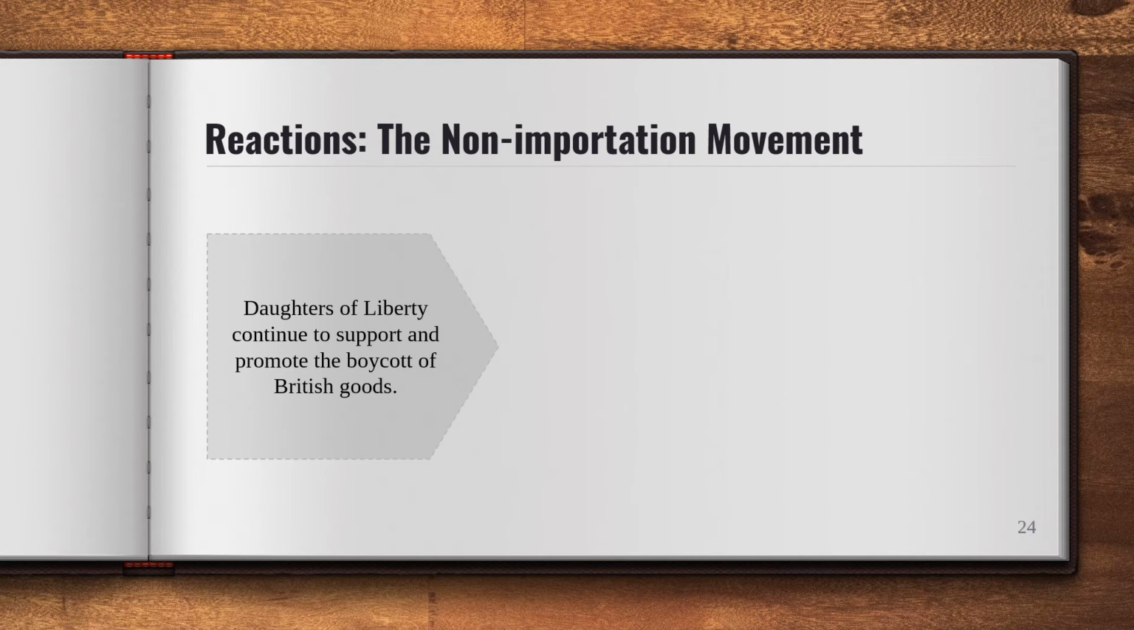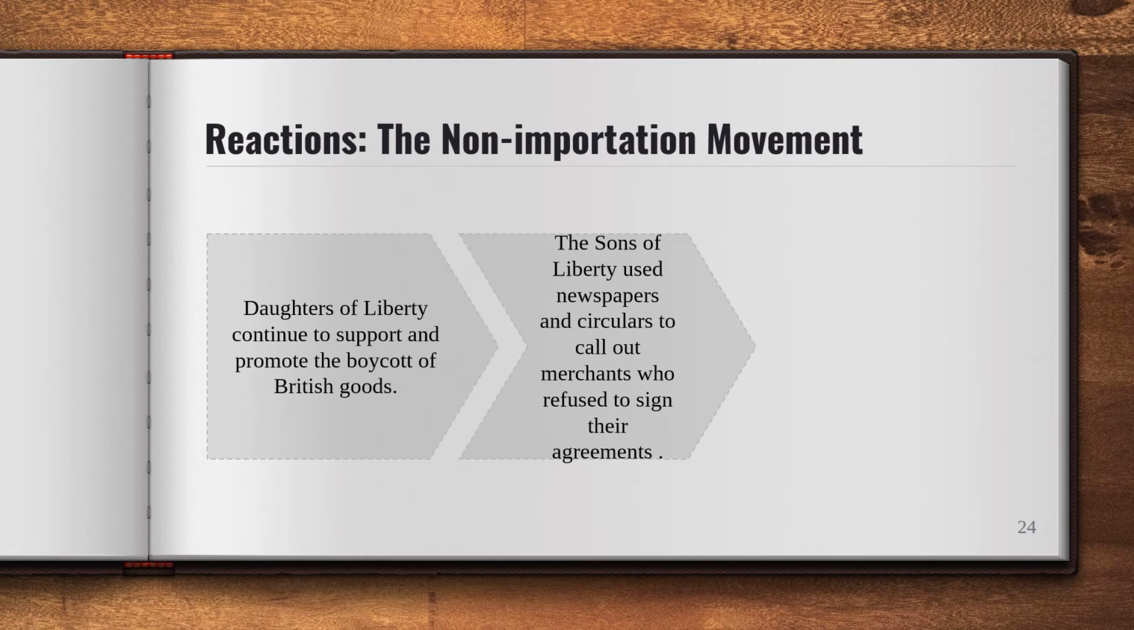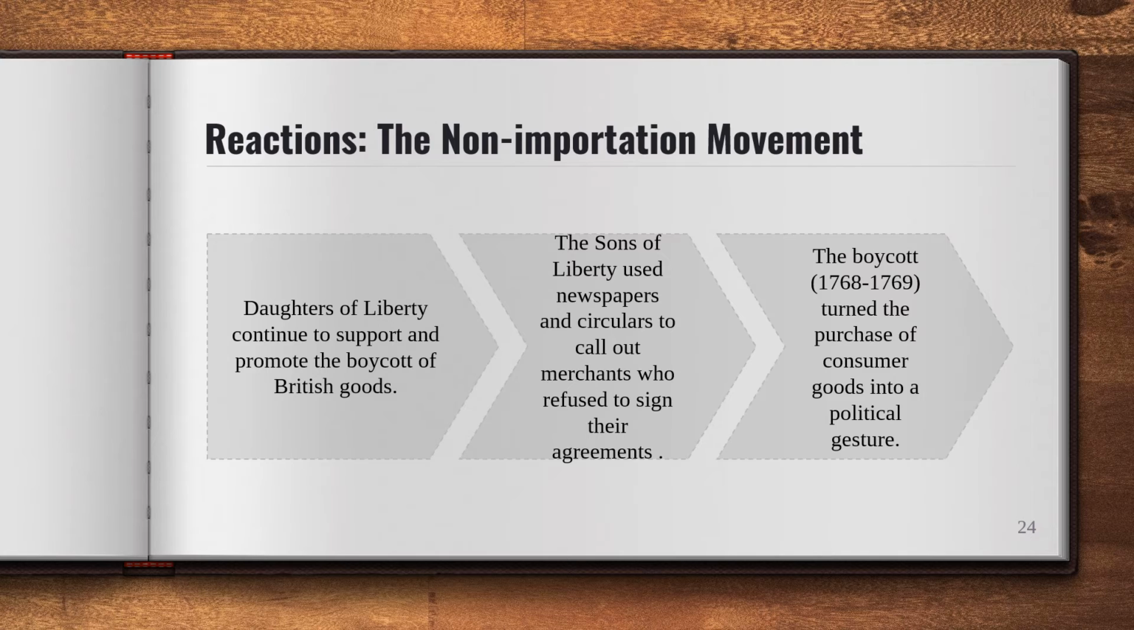Additionally, the Daughters of Liberty continued to support and promote the boycott of British goods. Whatever they were doing, they continued doing it. Then next, the Sons of Liberty used newspapers and circulars to call out merchants who refused to sign their agreements. Then the boycott of 1768 to 1769 turned the purchase of consumer goods into a political gesture.